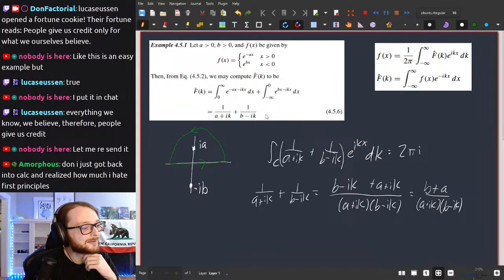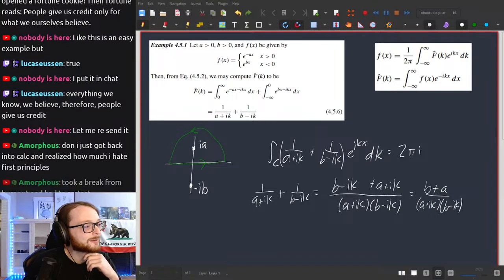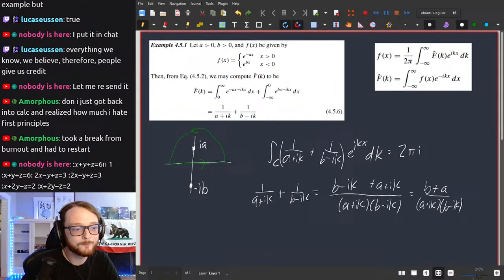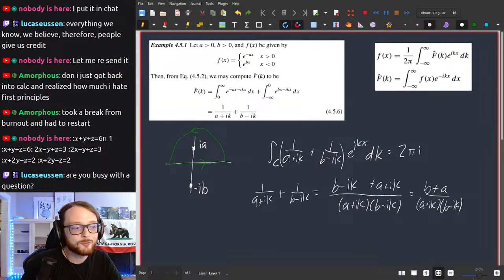Okay, I just got back into calc, realized how much I hate first principles. Yeah, it's really making a challenge for yourself if you're trying to do everything from first principles. Calc goes a lot smoother if you strategically don't use first principles and just rely on intuition for some parts.